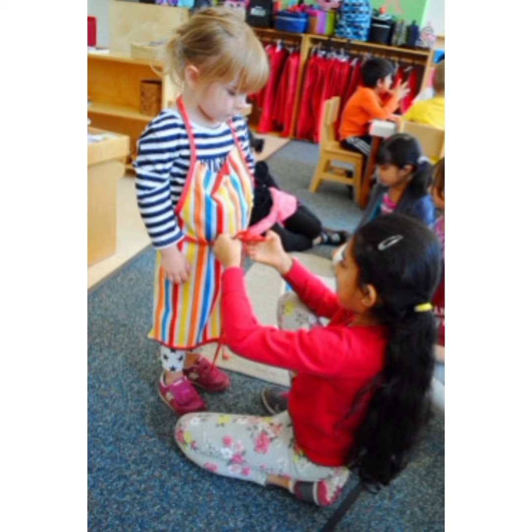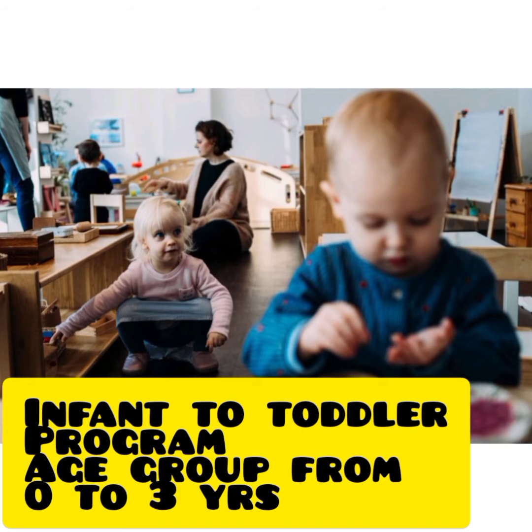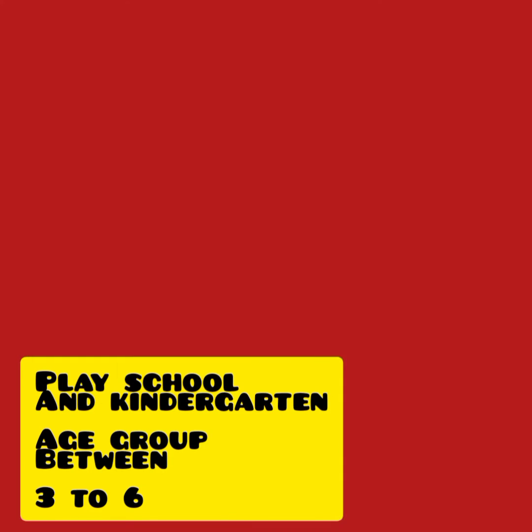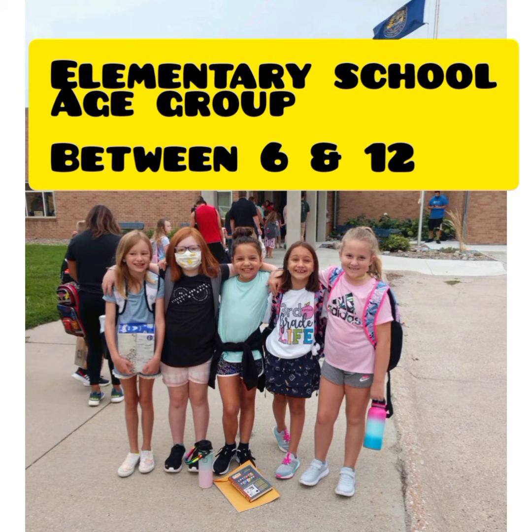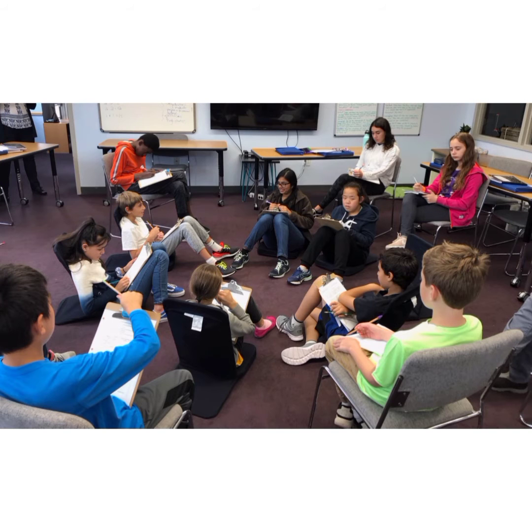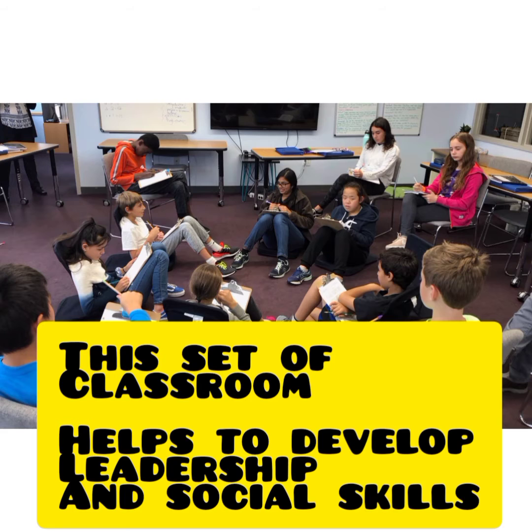Infant to toddler programs are for the age group between 0 to 3. Preschool and kindergarten is the age group between 3 to 6. For elementary school, the age group is between 6 to 12. And middle and high school group is between 12 to 18. This kind of classroom helps build leadership skills and social skills.